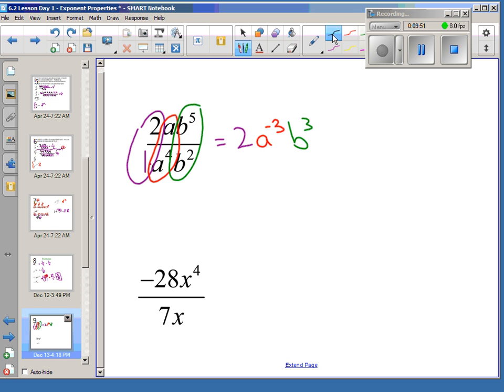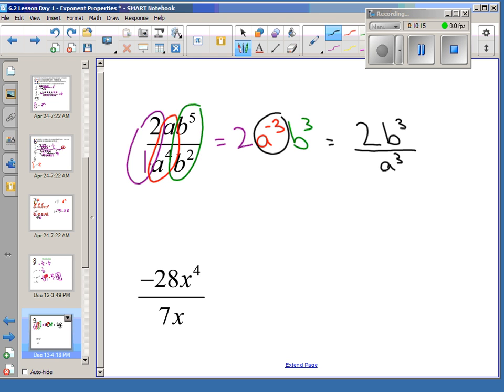And one thing we don't want in our final answers ever is negative exponents. So instead of keeping this as a to the negative third power here, we're going to rewrite this as 2 times b cubed, and that negative exponent means we need to write this all over a cubed. And that'll be our final answer because we have no negative exponents. So go ahead and give the next one a shot.